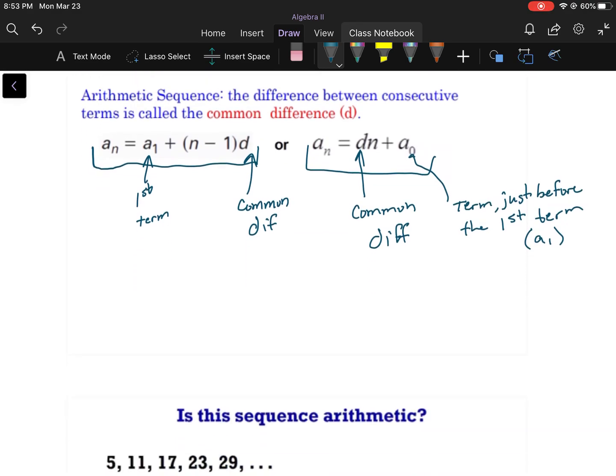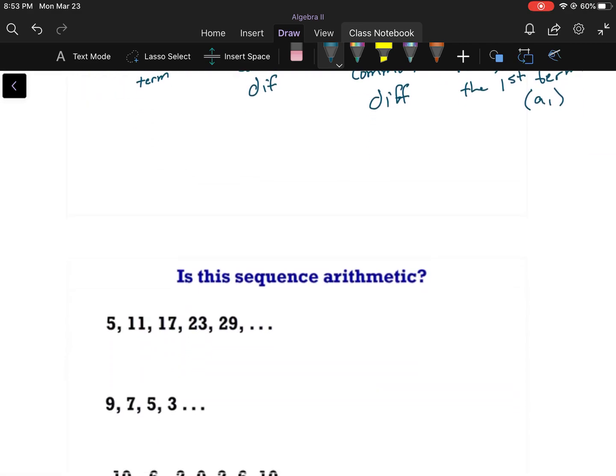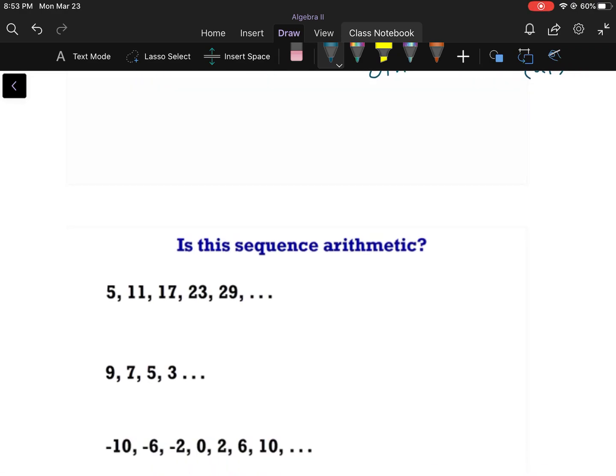But here, let's get started with a couple examples. Is this sequence arithmetic? Yes or no? And if it is yes, then we're going to write a rule for that. So this one, I go from 5 to 11. There you go, I gave it away. I added 6, and I'm going to add 6, and I'm going to add 6. Well, that's my common difference of 6.